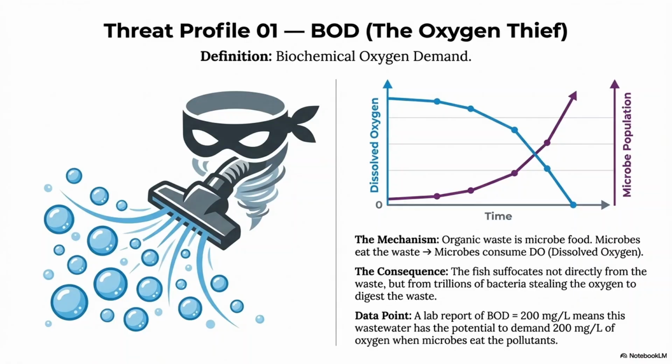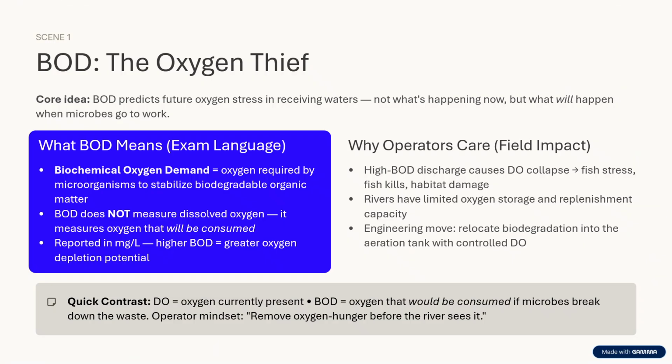Now, here is the exam-level clarity. DO, or dissolved oxygen, is equal to how much oxygen is currently in the water. BOD is how much oxygen will be consumed if microbes break down the waste. DO is the present condition of oxygen in the wastewater. BOD is the extra oxygen demand potential of the wastewater. Exams test this difference constantly.